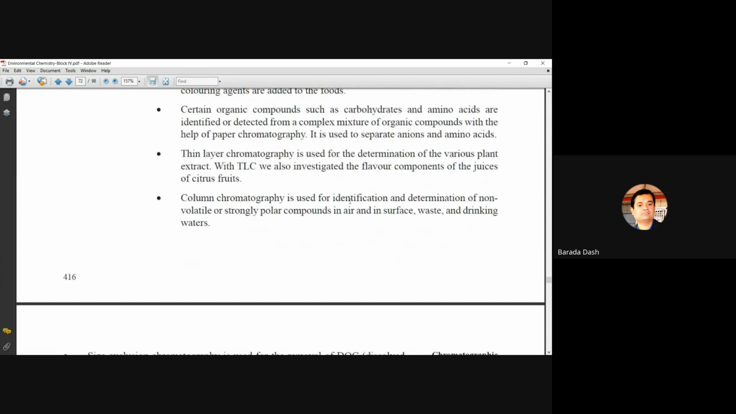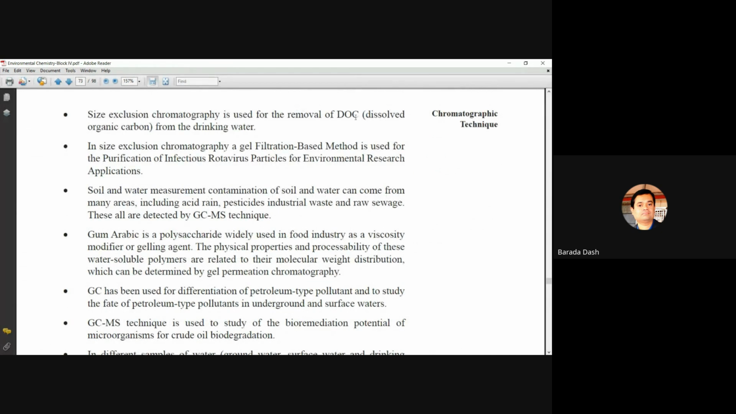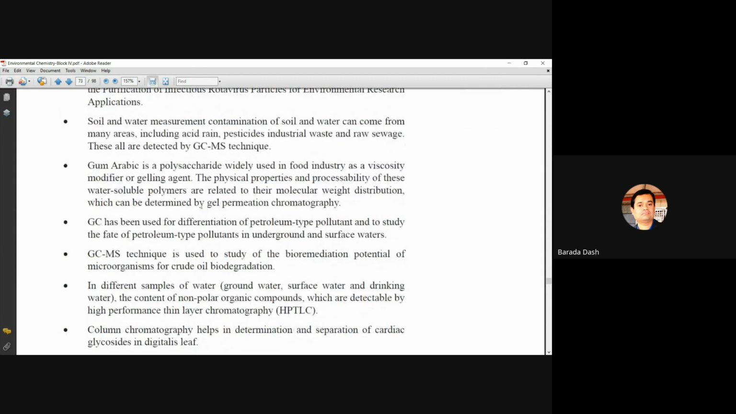Column chromatography is used for identification and determination of non-volatile or strongly polar compounds in air, surface waste, and drinking waters. Size exclusion chromatography is used for removal of DOC, which is dissolved organic carbon, from drinking water. In size exclusion chromatography, a gel filtration based method is used for the purification of infectious rotavirus particles for environmental research application. Soil and water measurement: contamination of soil and water can come from many areas, including acid rain, pesticides, industrial waste, and raw sewage.